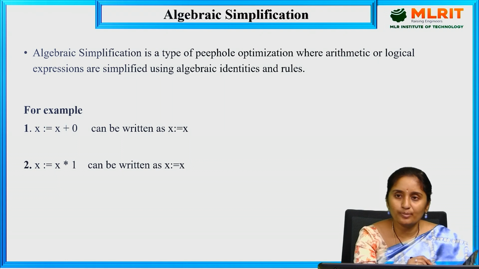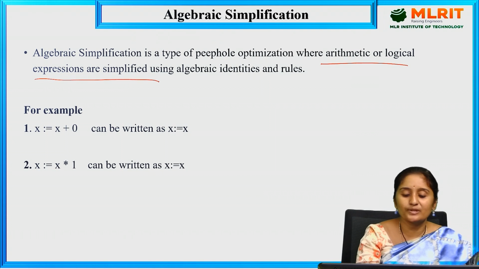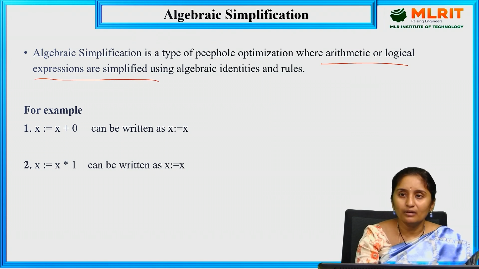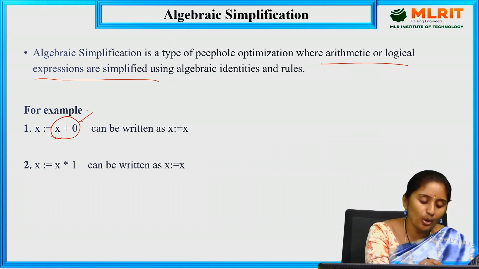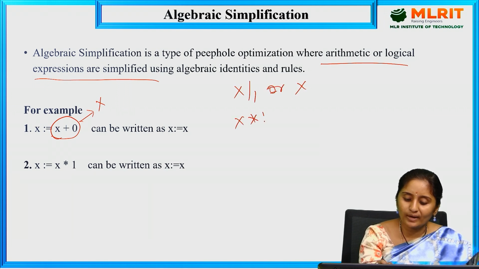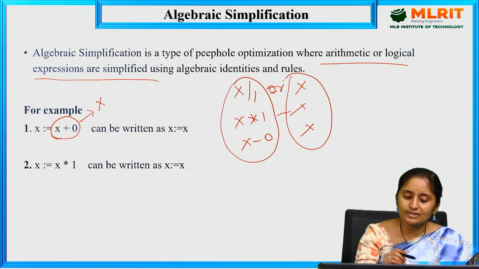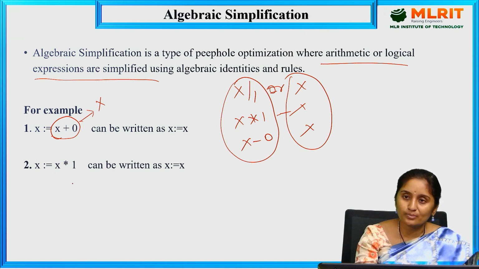The next one is algebraic simplification. Algebraic simplification is mainly used where arithmetic and logical expressions are simplified. Here, x plus 0 and x both are the same, x divided by 1 and x are the same, x into 1 and x are the same, and x minus 0 is also x. So instead of writing these, I can directly write x.